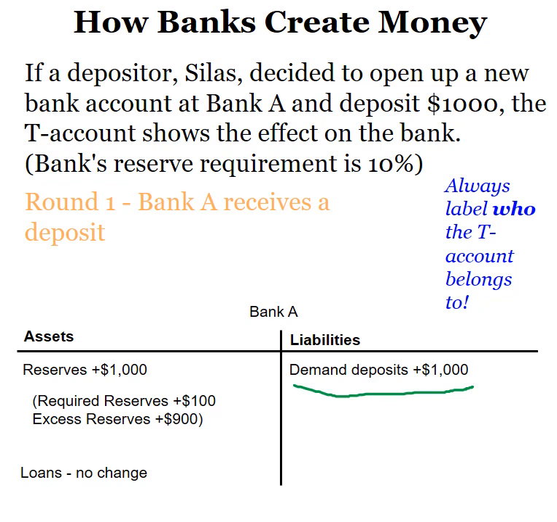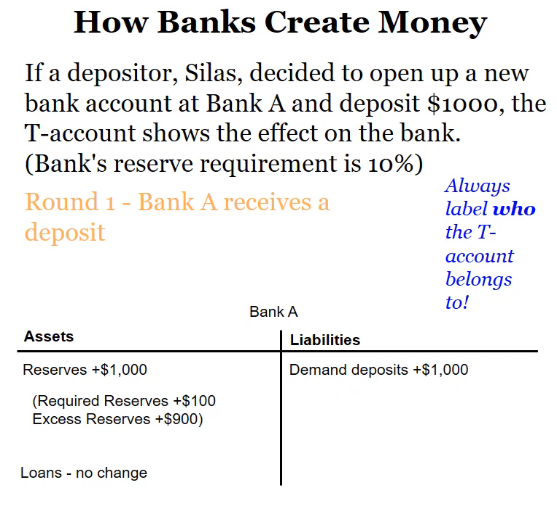Remember, demand deposits are checking accounts. And from the bank's perspective, that's a liability. Because if Silas came in and wanted the money back, they'd have to give it to him. If we were drawing this T account for Silas, that same category, demand deposits, would be an asset. If he has $1,000 in the bank, that's his, it's worth money. So really important, always label the T account.